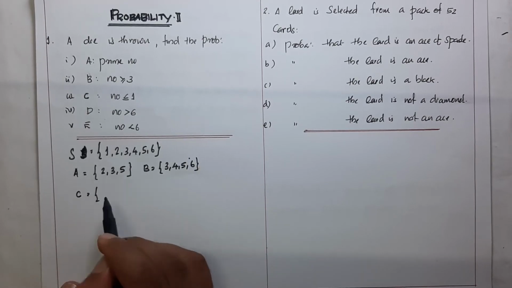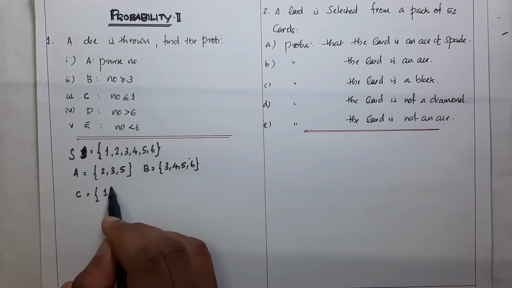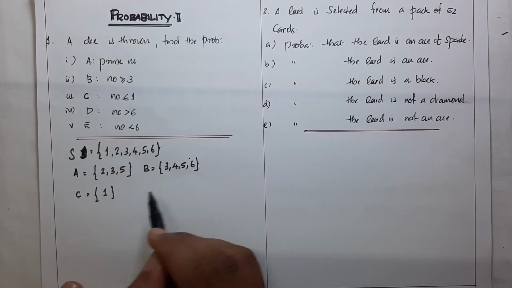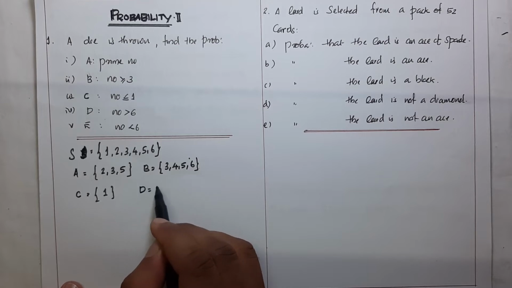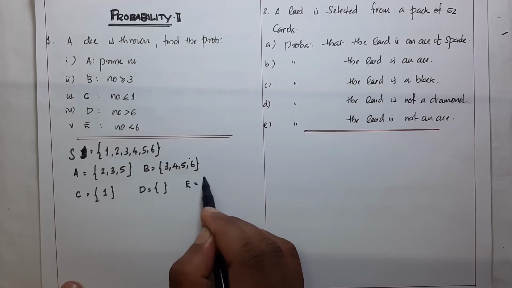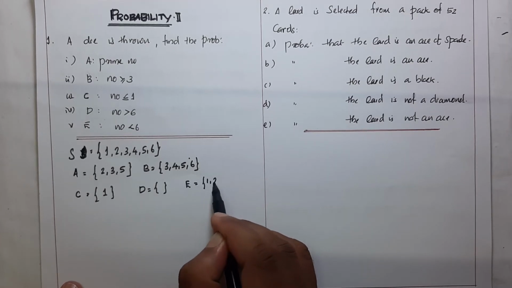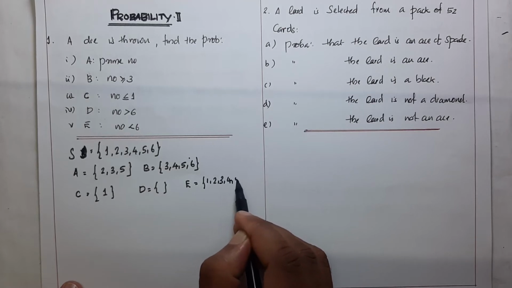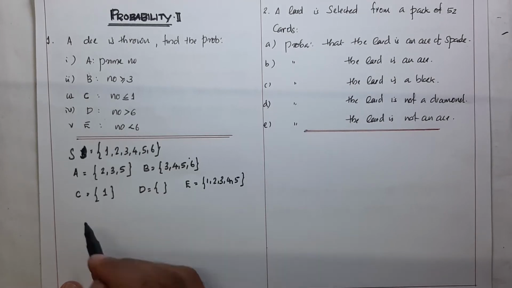Then C: number less than or equal to 1. There is only one element. This is a simple event. D: number greater than 6. There are no such elements and therefore the event is a null event. E: number less than 6, that is 1, 2, 3, 4 and 5.